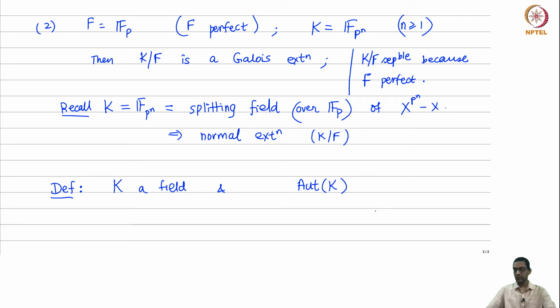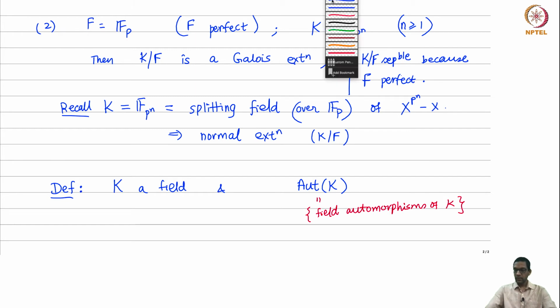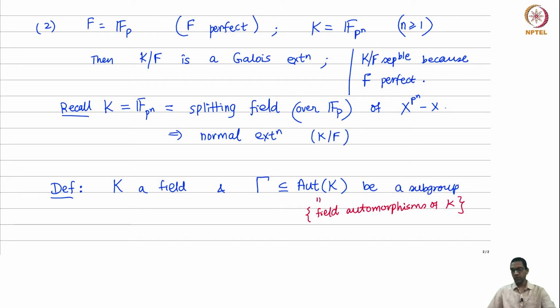Okay, so when I say Aut of K, I always mean K is a field, so I'm thinking of this as the set of all maps from K to K which are field automorphisms, so field automorphisms of K. Okay, and so I take K a field and I take a subgroup. Let me call this subgroup Gamma. So let Gamma be a subgroup of the group of automorphisms. Okay, the automorphisms form a group as always.